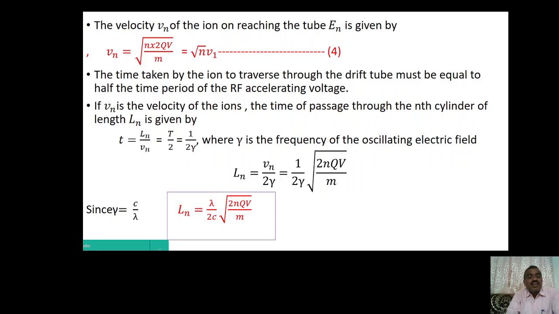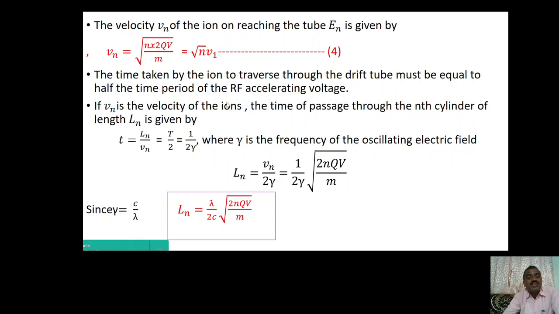Similarly, the velocity Vn of the ion on reaching the tube En is Vn equal to square root of n times 2QV divided by m, or root n into V1. The time taken by the ion to traverse the tube must be equal to half the time period of the RF accelerating voltage.